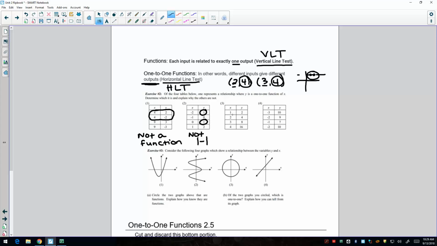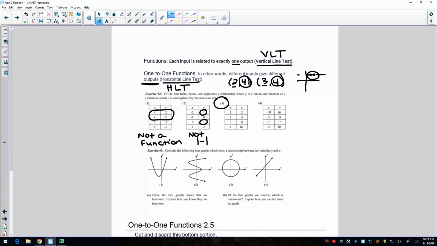Let's look at number 3. Number 3, no repeating inputs. So far, it looks like a function. And then if I look at the outputs, there are no repeating outputs either. If you were to graph this, it would pass both the vertical and the horizontal line test. So this one is the answer to the question, but we do have to explain why the others are not. So we'd still have to look at number 4.